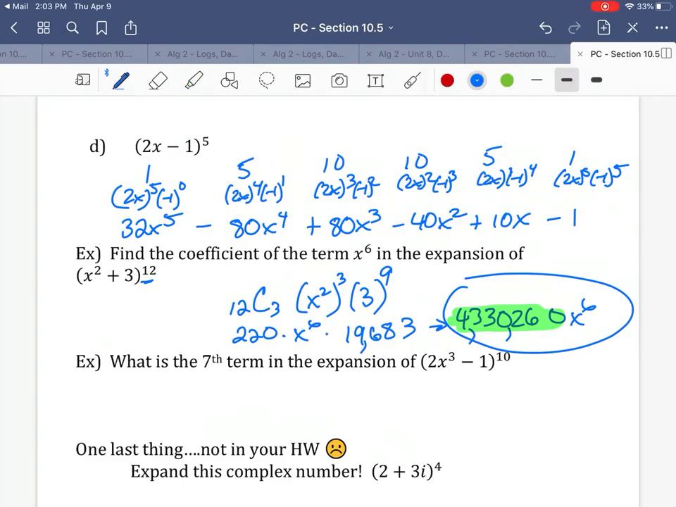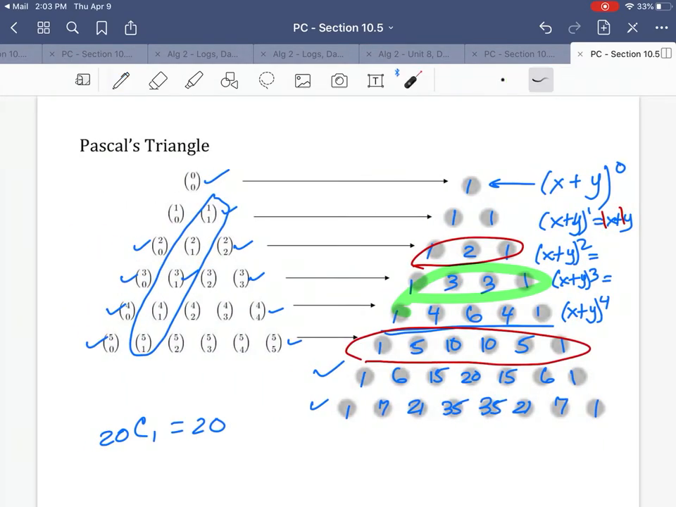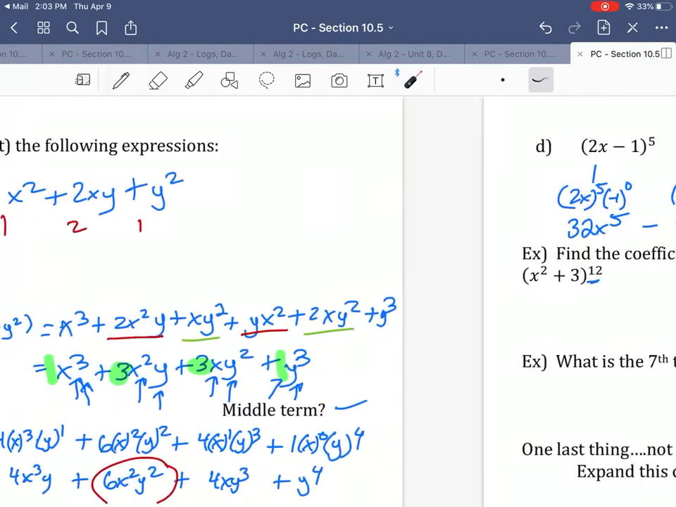What is the seventh term in the expansion of this problem? So 10th power. Remember that when you're looking at Pascal's triangle, your first term is right here, second term, third, fourth, fifth, sixth, seventh, and so on. So if you're doing the first term, that would be with 0, second term has a 1, third term has a 2, fourth term has a 3, fifth term has a 4. So if it was the seventh term, it would have a 6. So it'd be 7 choose 6.